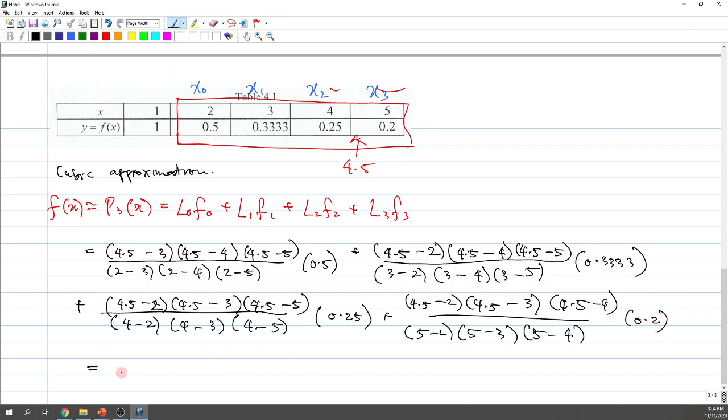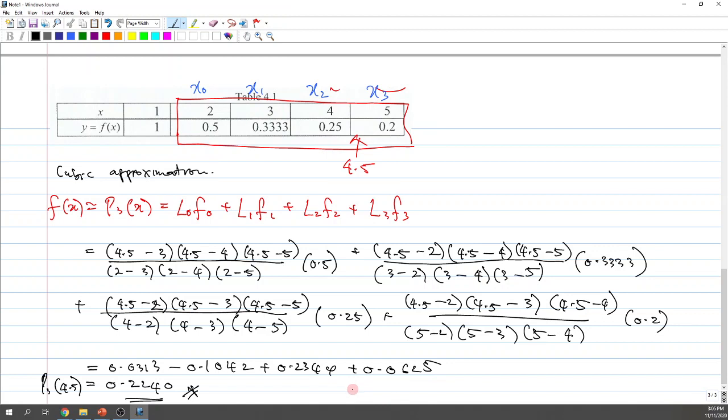So what we get here is 0.0313 minus 0.1042 plus 0.2344 plus 0.0625, and it is equivalent to 0.2240. Okay, this is the f(4.5) estimation.